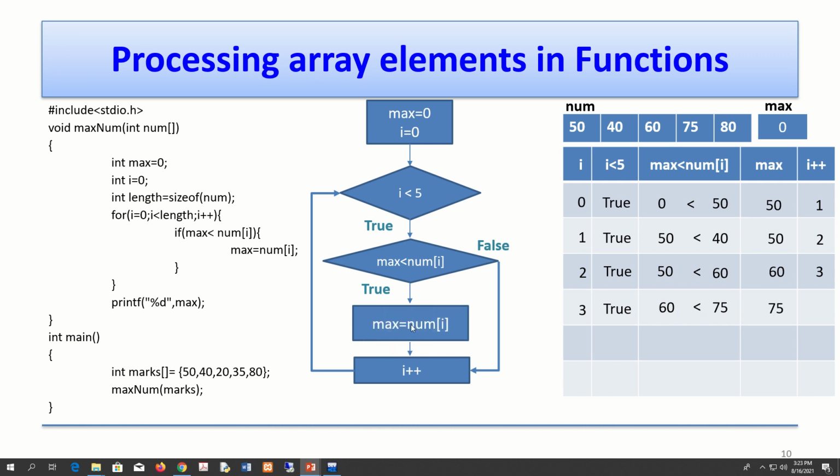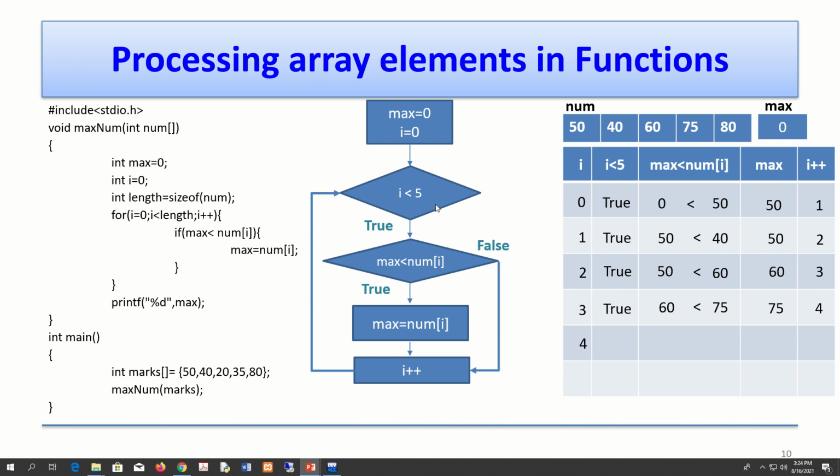Then go inside the if selection block. Num3, which is 75, the fourth element, is assigned as the maximum value. Now the current maximum is 75. Then go to the I plus plus, so the value of I is incremented by 1, that is 4.